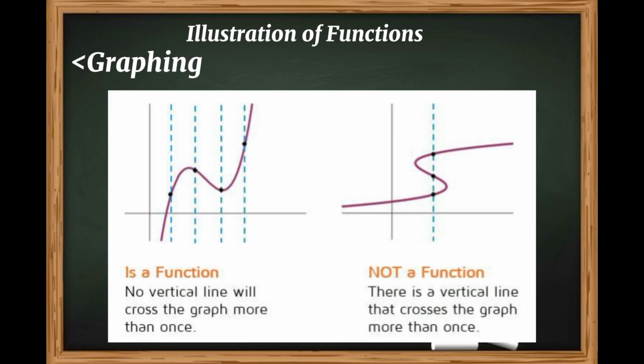Example, the left side. With the help of the vertical line test, it is a function. As we can see, no vertical line will cross the graph more than once, so this graph is a function. We call the graph a function if the vertical line test intersects only one point. The right side is not a function, because there is a vertical line that crosses the graph more than once.